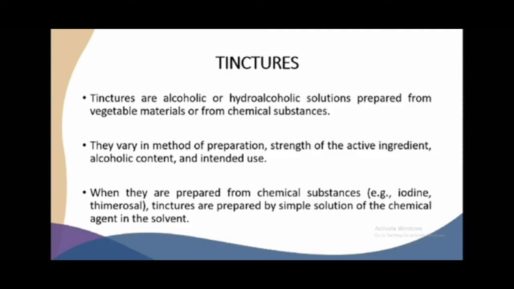First is the method of preparation. Second one is the strength of their active constituent or the active ingredient. The third one is for the alcohol content. And lastly, for the intended use in medicine or in pharmacy. When tinctures are prepared from chemical substances such as the iodine tincture and thimerosal tincture, these tinctures are prepared by simple solution of the chemical agent in the solvent.